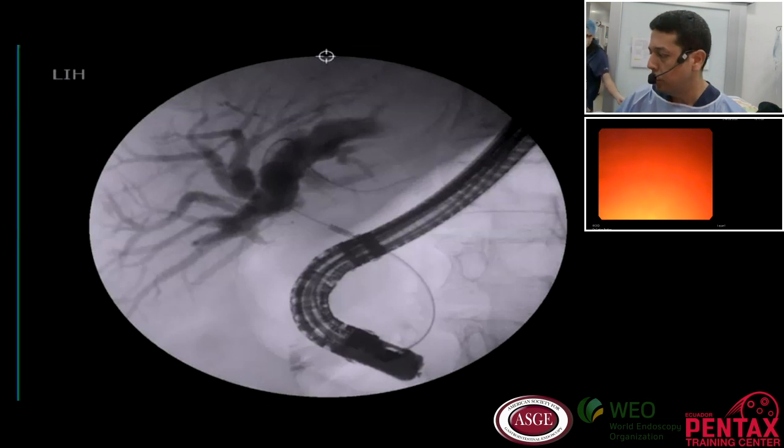Necesito un balón de dilatación de 8, 9, 10. So I will perform a balloon dilation next, as a next step. And then I will put two plastic stents. And finally, we will perform a gallbladder drainage.